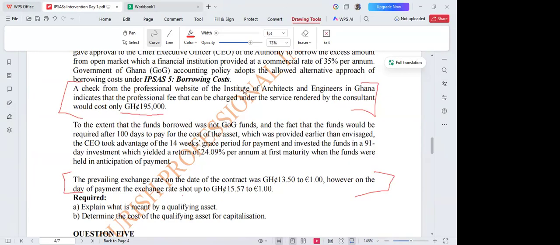Another hand is up. I agree with him. Okay, why do you agree with him? Because we have not yet paid, but the date that we are paying, we must consider the date we are paying. That is when the rate shot up. So that's what we must pay, and we have a loss, and then it will be treated in the statement of financial performance. Okay, I have other hands up. Linda, go ahead. I disagree with them. Okay, why do you disagree?